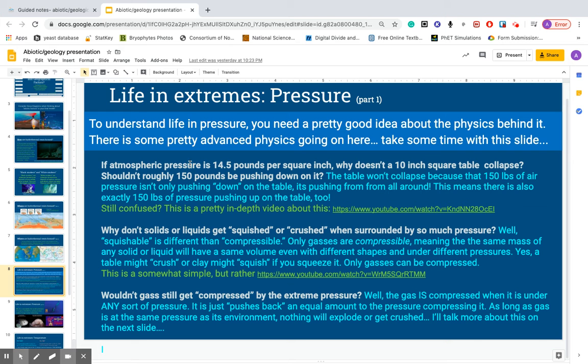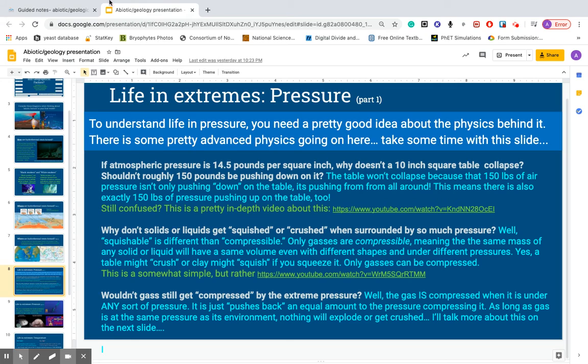If atmospheric pressure is at 14.5 pounds per square inch, why does a 10-inch table collapse? Shouldn't roughly 150 pounds be pushing down on it? Well, that's because 10 inches square is 100, and 100 times... Anyway, so pressure doesn't work in one direction. Atmospheric pressure works in all directions.